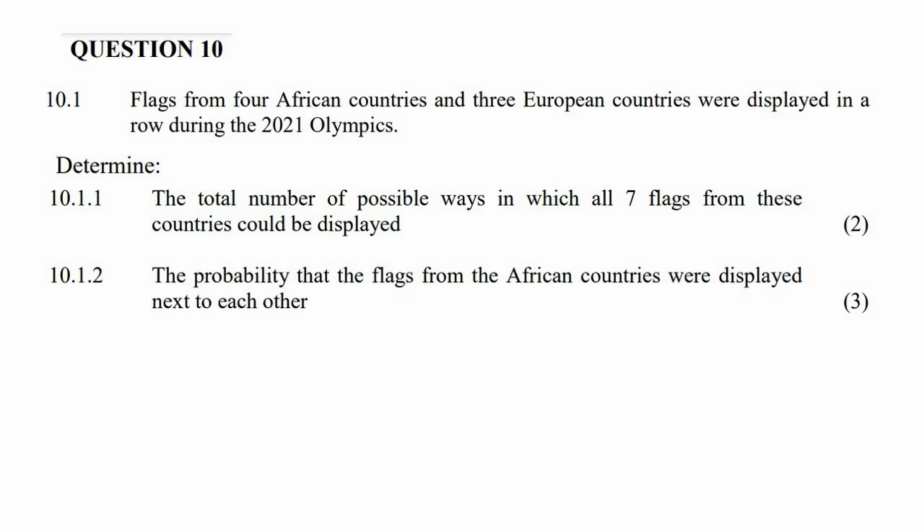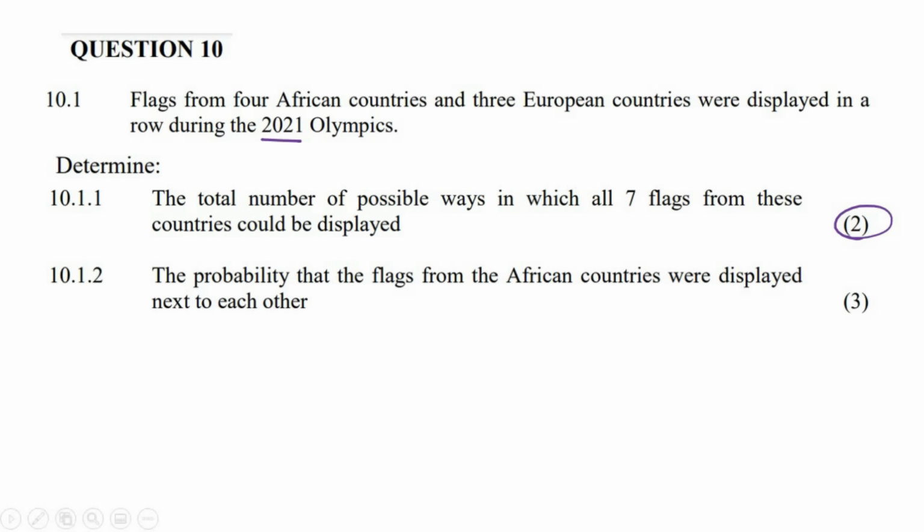Flags from 4 African countries and 3 European countries were displayed in a row during the 2021 Olympics. Okay, so you've got these 7 flags, 4 from Africa, 3 from Europe. The first question says, determine the total number of possible ways in which all 7 flags could be displayed.